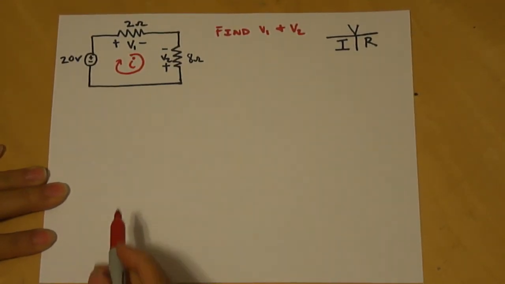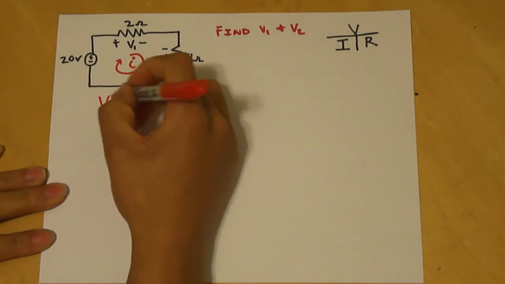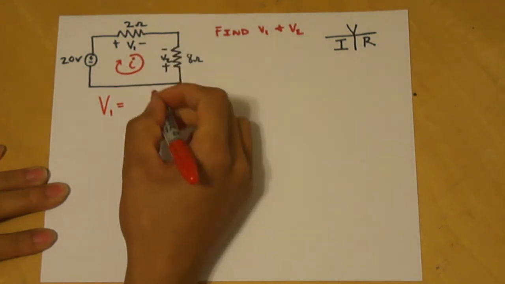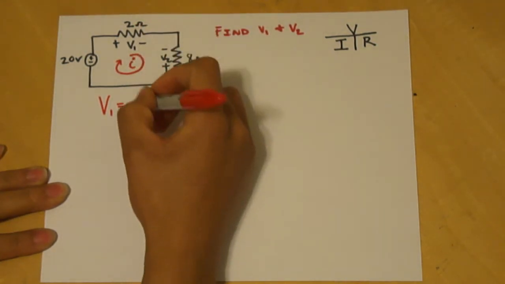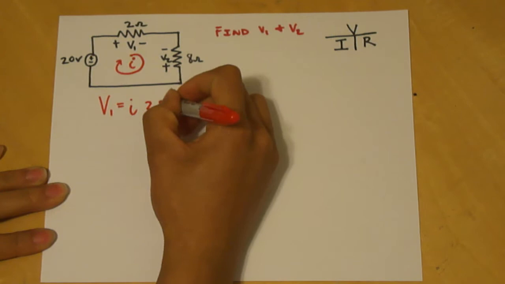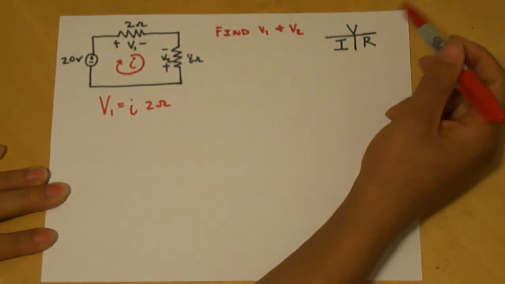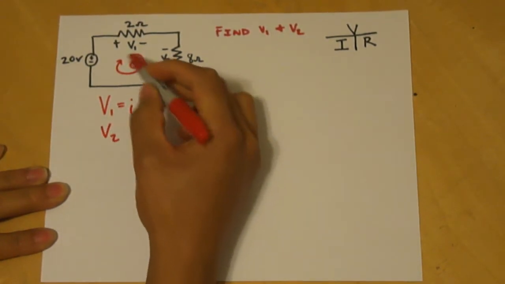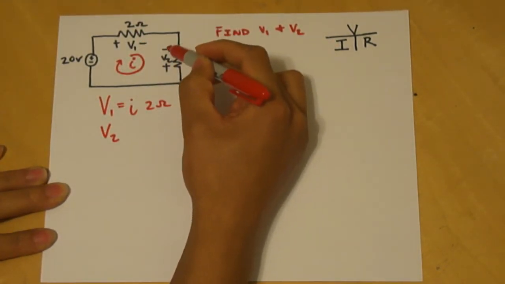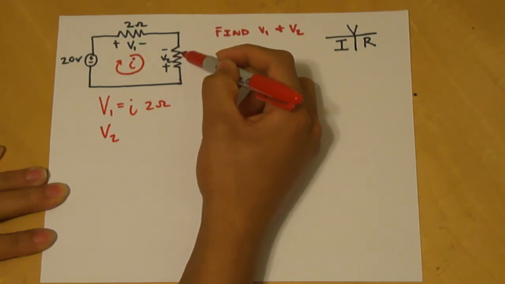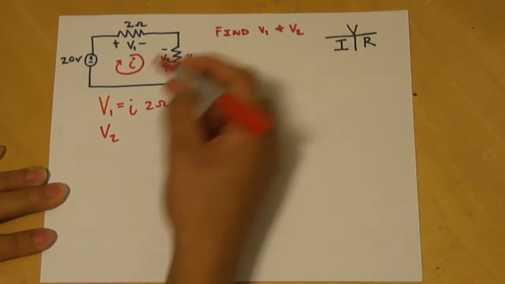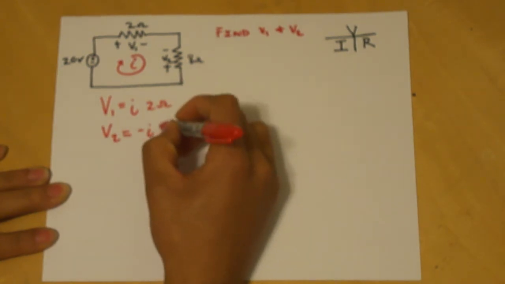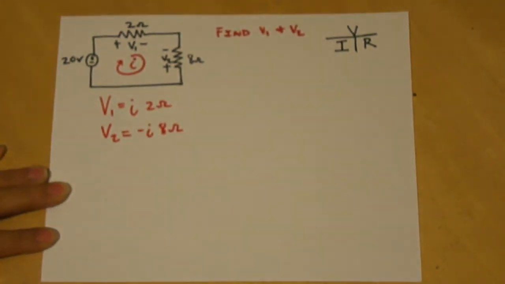And through Ohm's law, we can see that V1 is equal to this I times the 2 ohms. Voltage is equal to I times R. And for V2, this current comes through the negative side of this resistor, which was defined in the problem, so that's going to be a negative I times 8 ohms.